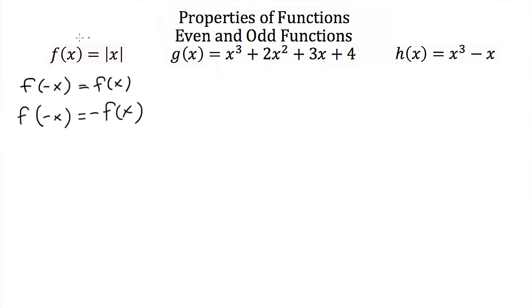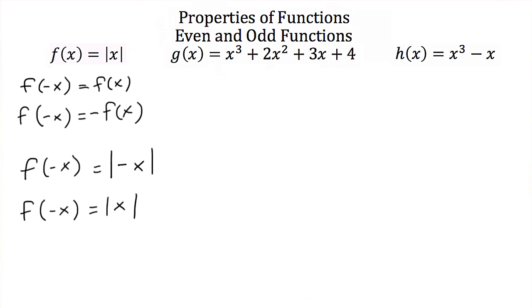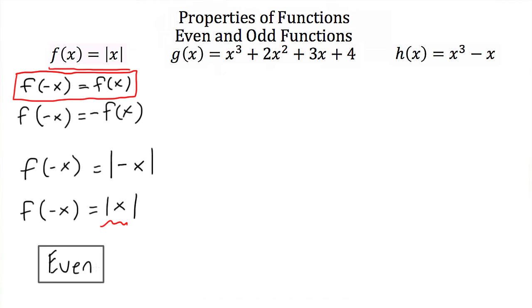If I plug in negative x into this function, then the function of negative x is equal to the absolute value of negative x. And since this negative is inside the absolute value, it just goes away. So the function value of negative x is equal to the absolute value of x, which is exactly what our function is. So this first statement is true. And this statement is true for all even functions. And that means f of x is equal to the absolute value of x is an even function.